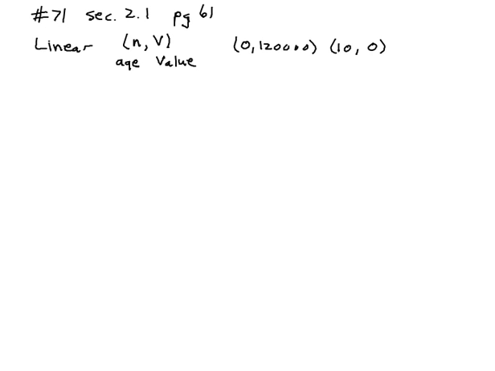So I'm going to create my function using the general model y equals mx plus b, which means I've got to find the slope. I'm going to start with my first point and find the difference of my y values divided by, now be careful, 0 subtract 10, so that's going to give me a negative 12,000 for my slope.